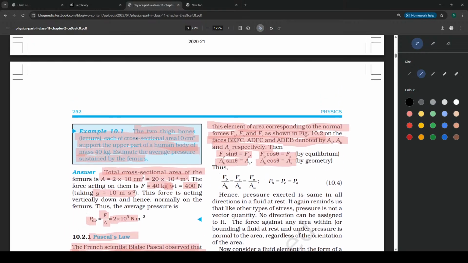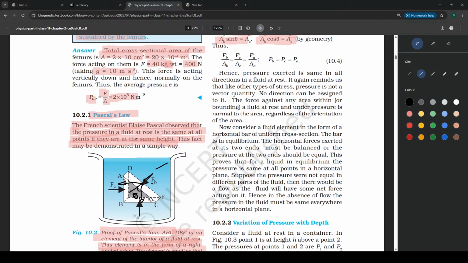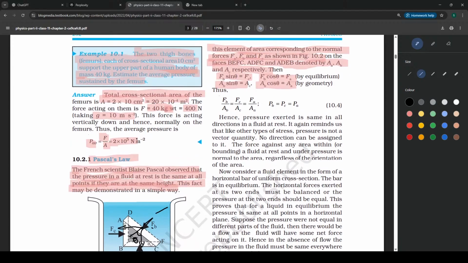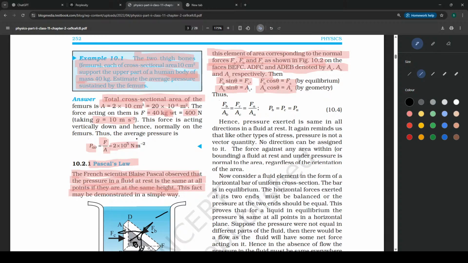We can see this by equilibrium, and coming to area by geometry, AB sine theta is equal to AC, and AB cos theta is equal to AA. Because of that, FB by AB is equal to FC by AC, which is equal to FA by AA.